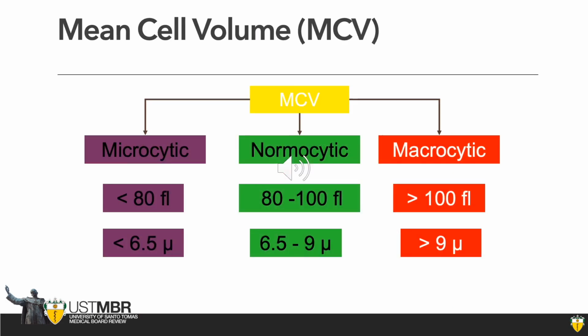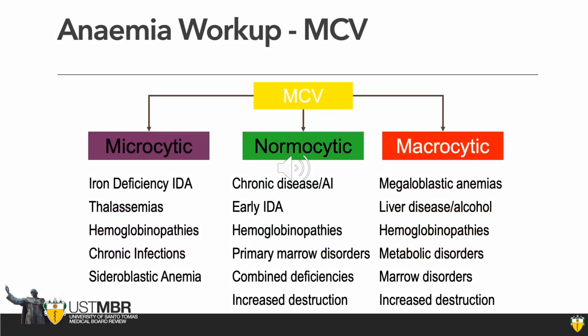What's the use of the mean corpuscular volume? The normal value would be 80 to 100. So anything that is less than 80 would be called microcytic red blood cells or microcytic anemia. And if it's more than 100, we call it macrocytic anemia. And if it is within 80 to 100, these are the normocytic anemia. And this will help us in our differential diagnosis.